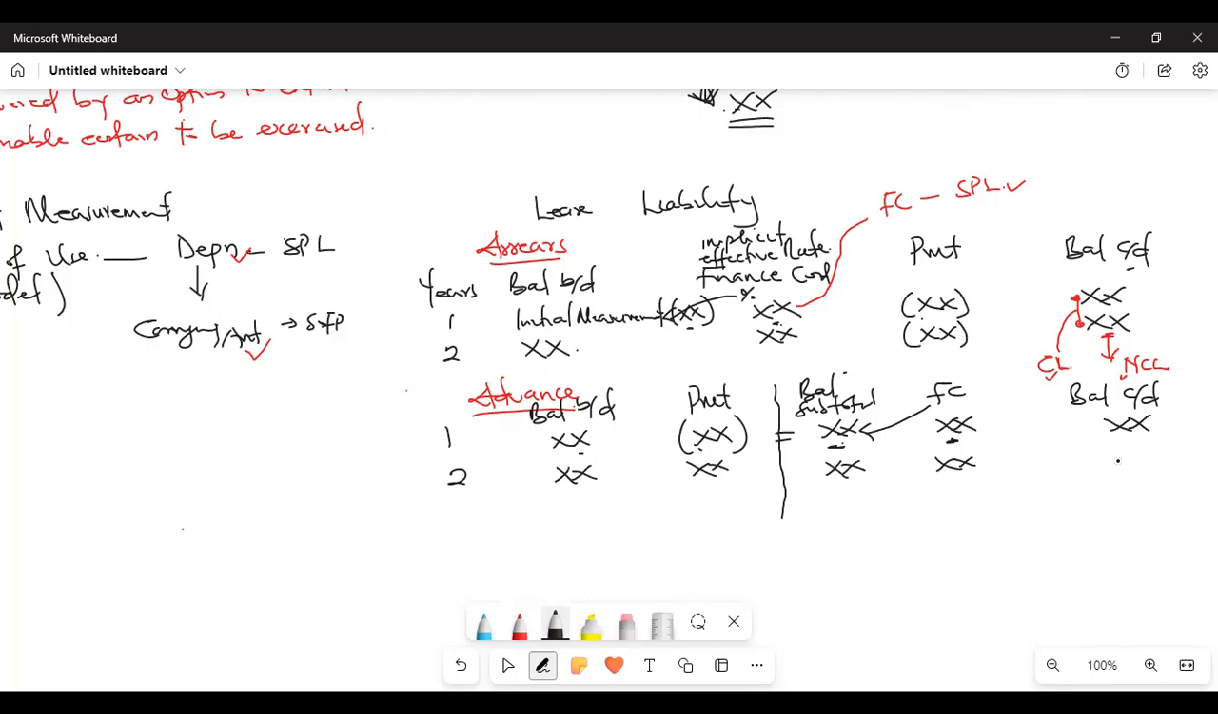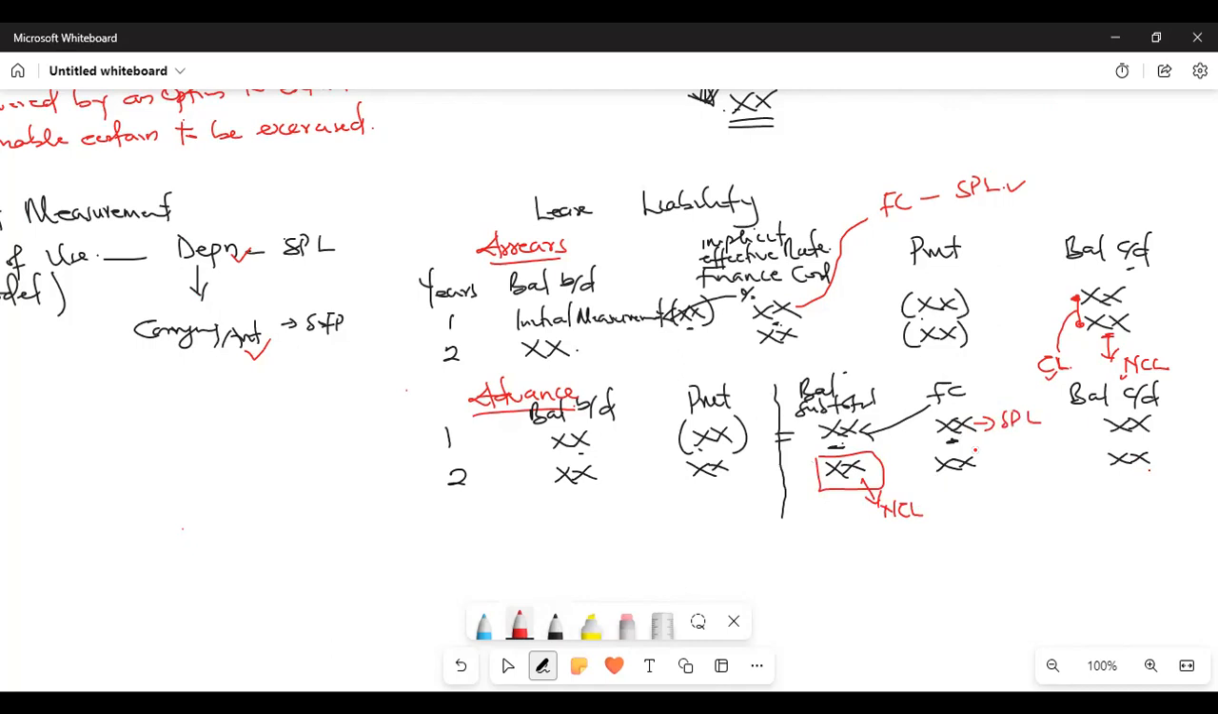You get your subtotal. You do your finance cost. Then balance carried down. So over here, what you need to know is that your NCL will be here, not here. It will be here. That's your NCL. Your finance cost is here. It will go to your SPL.